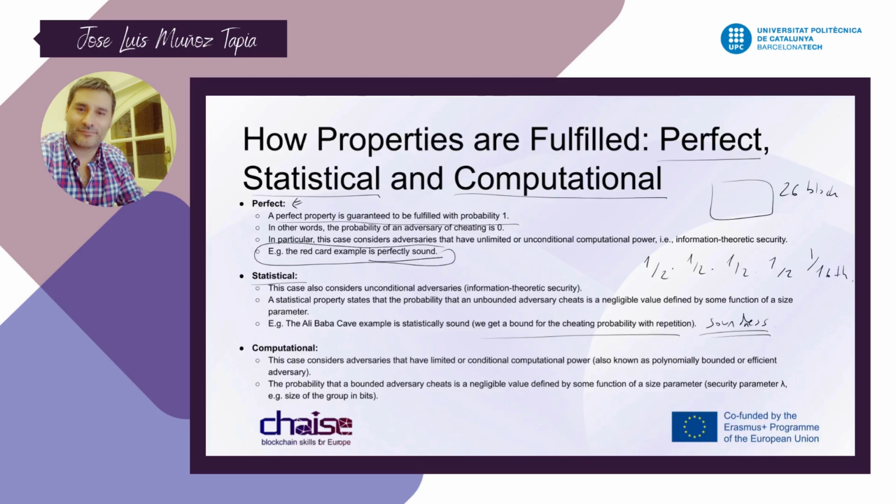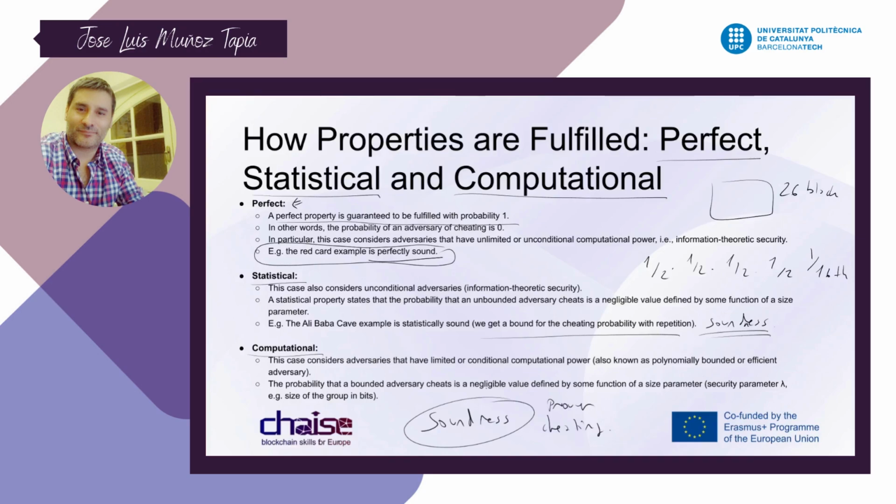And there is also another notion for fulfilling these properties, which is called computational. Well, this is more technical, but let's say that this is when one of the properties is fulfilled, considering, for example, soundness. This is the probability of the prover cheating.